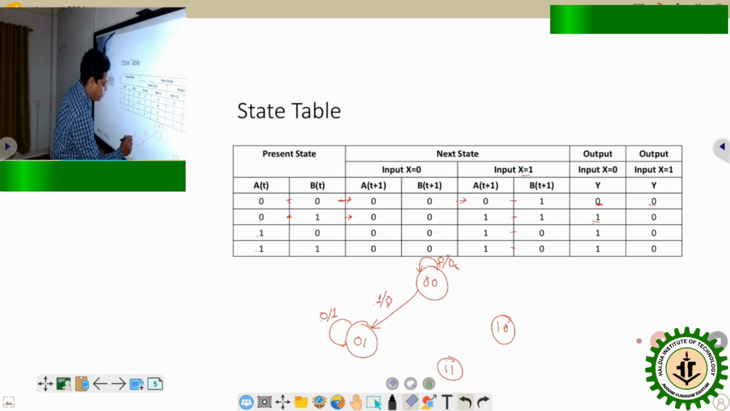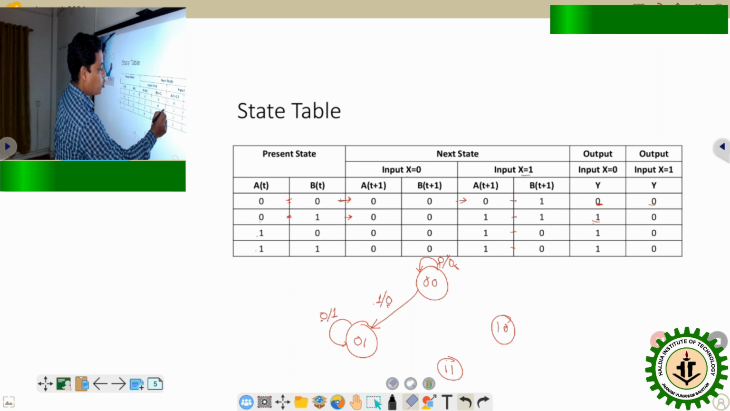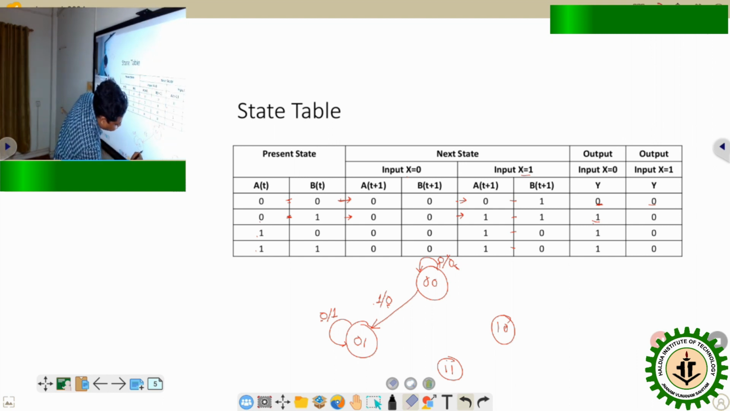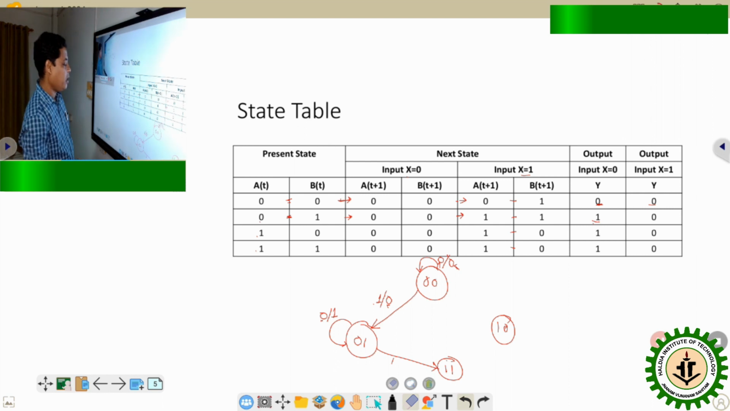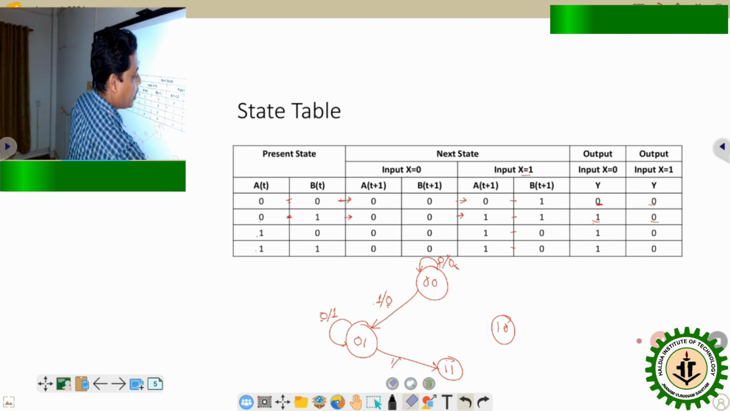On the left side of this, it is presenting the input, and on the right side it is presenting the output y of the circuit. Here it is also observed that in case of applied input x equals 1, the state is changing from 0 1 to 1 1. So when input x equals 1, the state is changing from 0 1 to 1 1, and at that time what is the output of the circuit? Output equals 0.